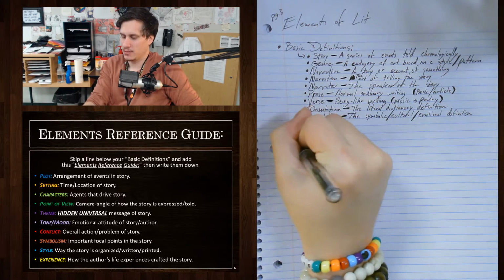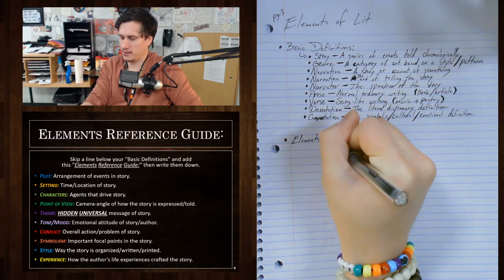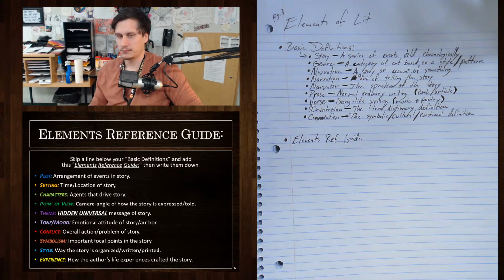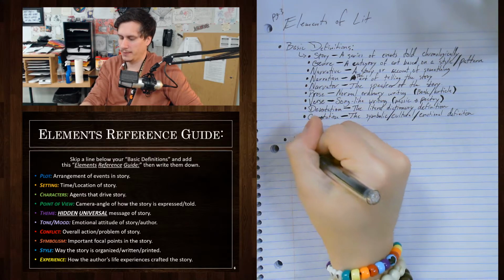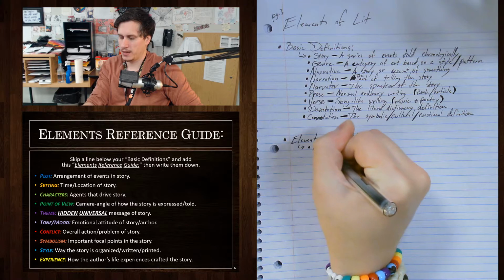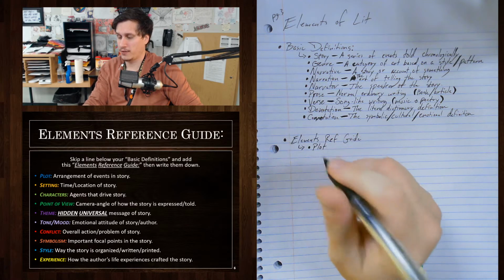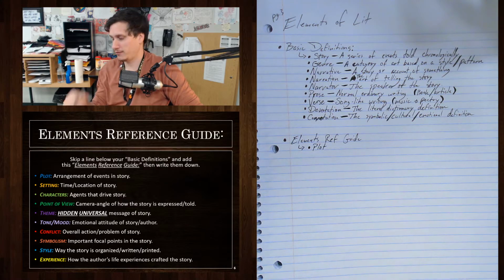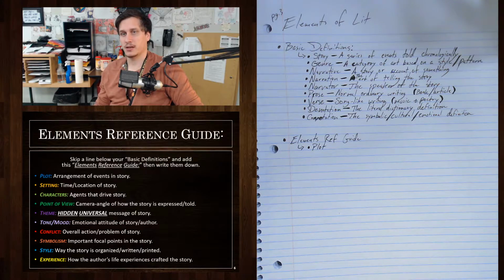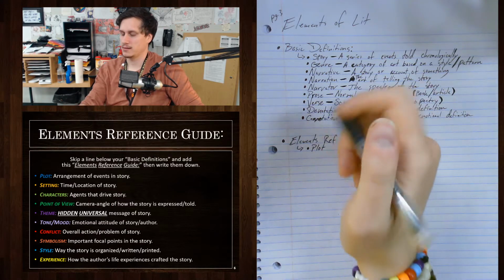So for this, elements reference guide. Just like that, all right? Same thing I did here, and I'm going to just write out quick little definitions. Now, the reason why you're doing this is so, if you forget something at a glance, rather than flipping through pages of notes, you could just really quickly come to this page and be like, oh, yeah, right, conflict is this. Okay, theme is this, just in case you forget.